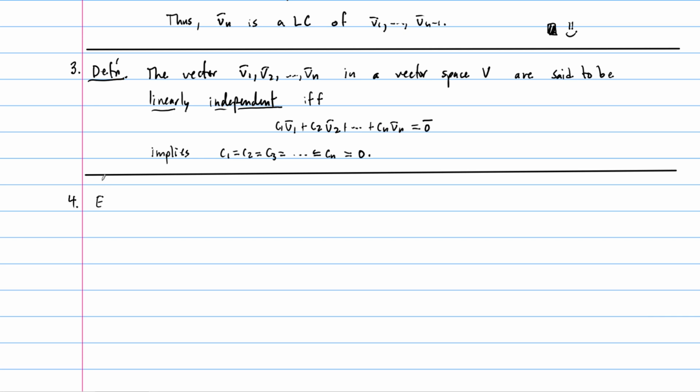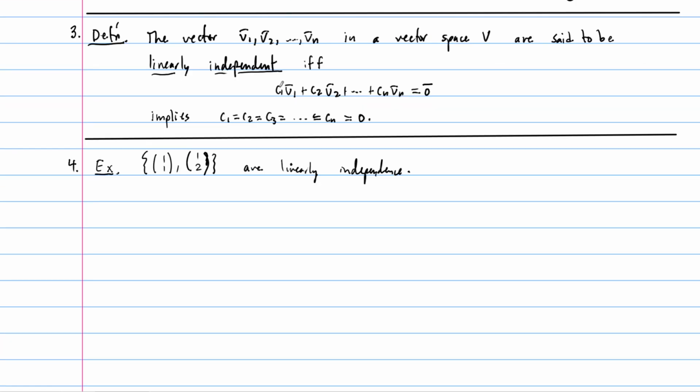We have a couple of pretty straightforward examples here. First of all, in the two-dimensional space, these two vectors, (1, 1) and (1, 2), I claim that these are linearly independent. So how are we going to check these? By the way, if a set of vectors is not linearly independent, it's called linearly dependent, which is just obviously the negation of this.